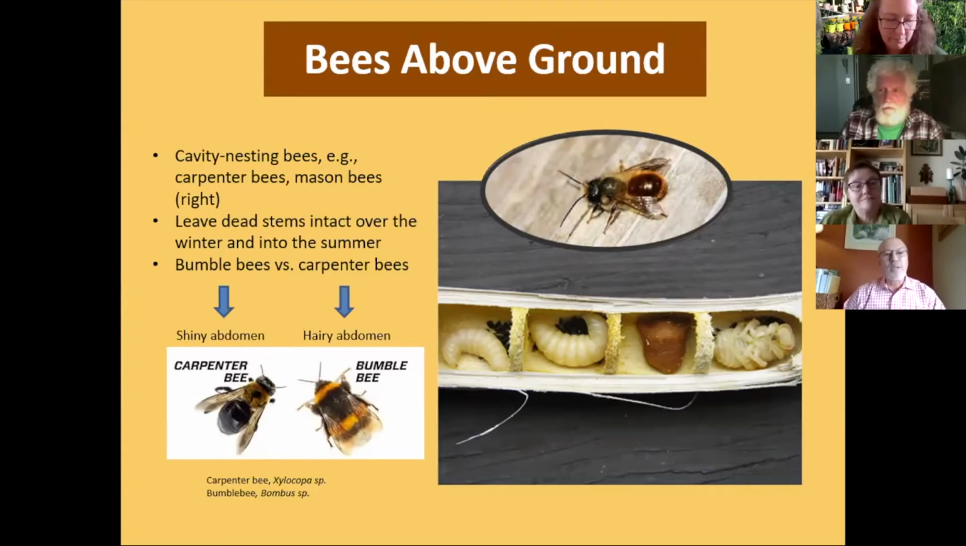Some people want to know the difference between carpenter bees, the other above ground bee, and bumblebees, because they're about the same size and they look very similar. The key is the abdomen of the carpenter bee is shiny, whereas the bumblebee abdomen is hairy.